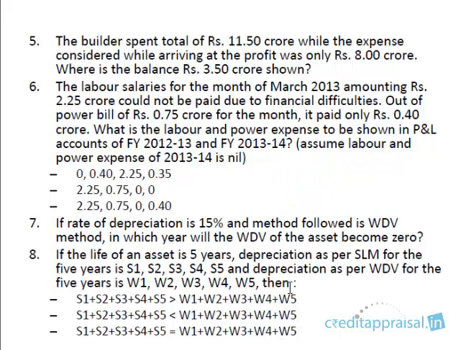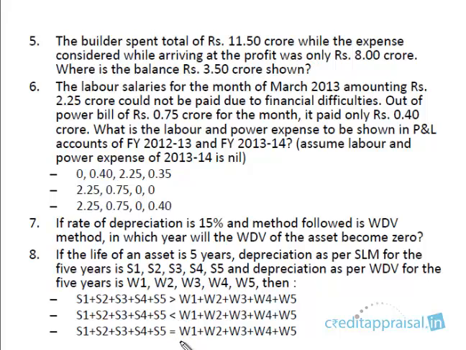The life of the asset is 5 years. Depreciation as per SLM is S1, S2, S3, S4, S5. Depreciation as per WDV is W1, W2, W3, W4, W5. So which of the following holds good? Whether the sum of the depreciations as per SLM, S1 plus S2 plus S3 plus S4 plus S5, is greater than the sum of depreciations under the WDV method, or is it less than, or is it equal to?